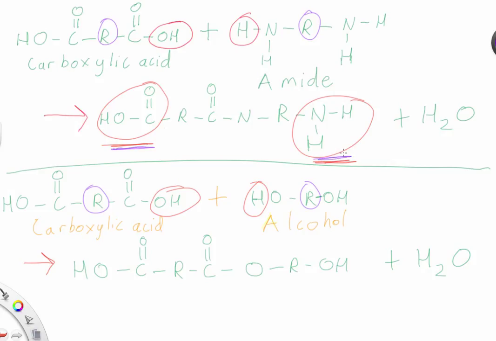And that means you can have repeating units of these reacting with each other to give you the polymerization of proteins. So that's condensation polymerization.